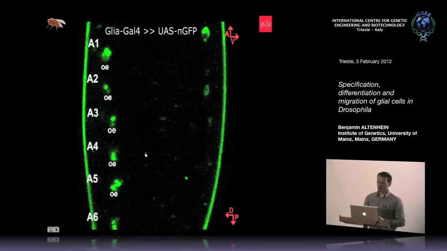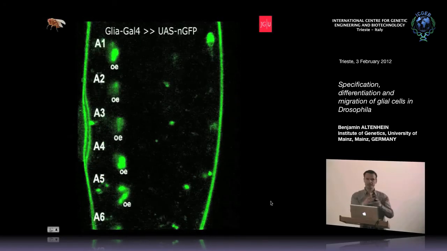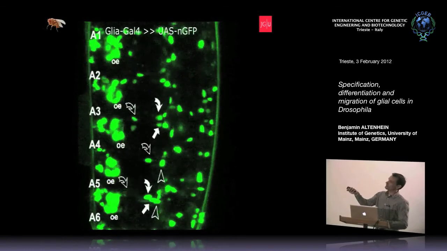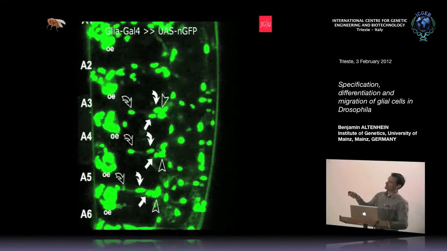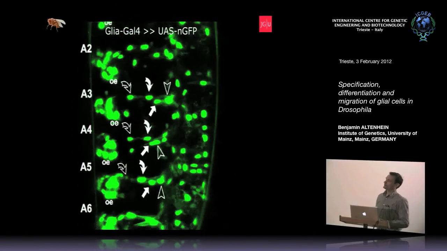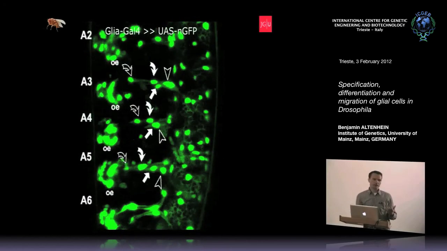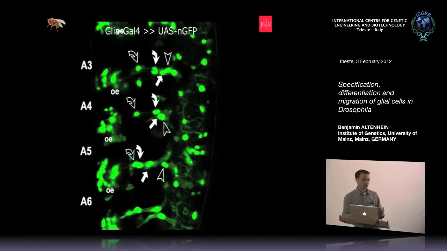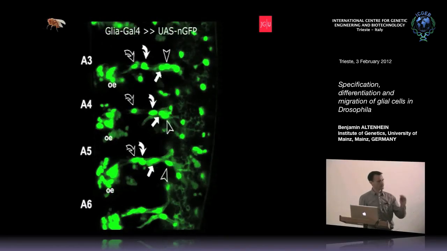I will start the movie, and you will see the embryo moves in its eggshell, so there's some gross movement per se, but you will see that there are individual cells that leave the CNS and migrate into the periphery. We monitored not just one, but many, many embryos to find that, yes, it's a stereotypic pattern of migration. It's always the same cell that leaves the CNS first. It's always the same cell that follows. There's little variation in the pattern of migration, really not worth mentioning.